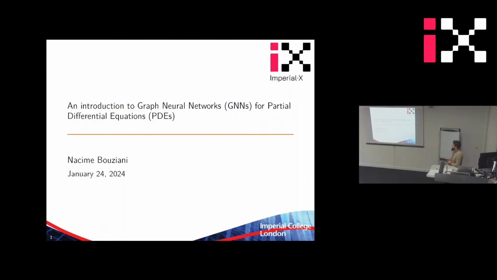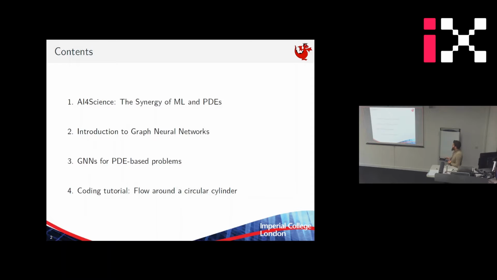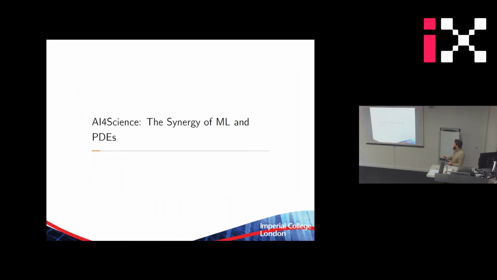So it's my first lecture, so if at any point you feel you don't understand something, just please feel free to interrupt me. Yeah, so I'm going to talk a little bit about AI for science, kind of explain the motivations, why we care about that, then a slight detour to GNNs, and then we're going to get to the meat of it and talk a little bit about GNNs for PDE-based problems. And there will be a coding tutorial so that you can get your hands dirty with some code.